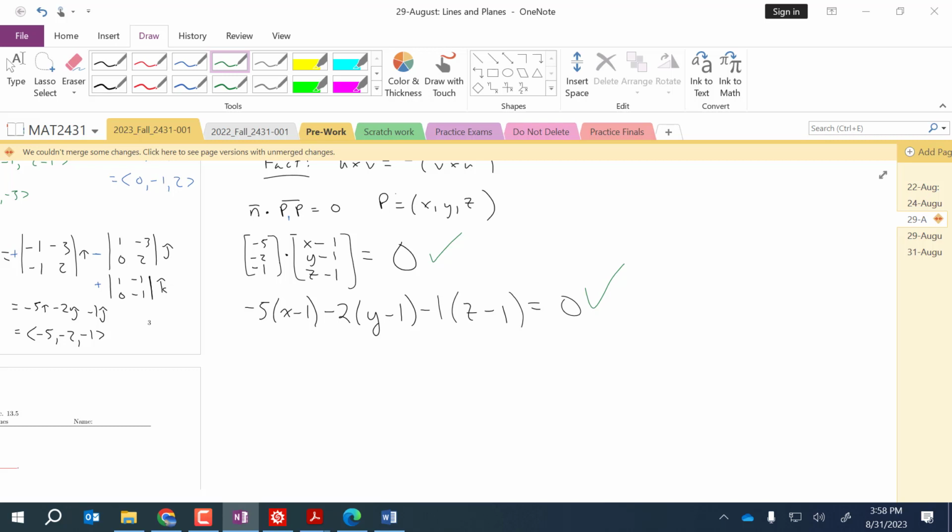I kind of like leaving it here. This is nice and compact, and it reinforces the definition of a plane over and over again, which I think is really important to do.